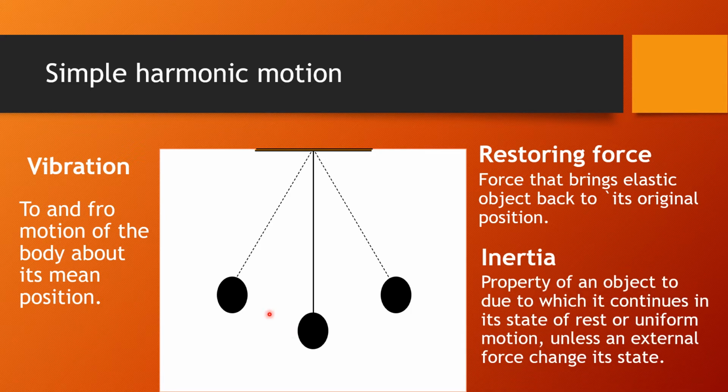Because the bob is moving in this direction, it will not stop in this direction. It will start oscillating and moving back and forth due to inertia.